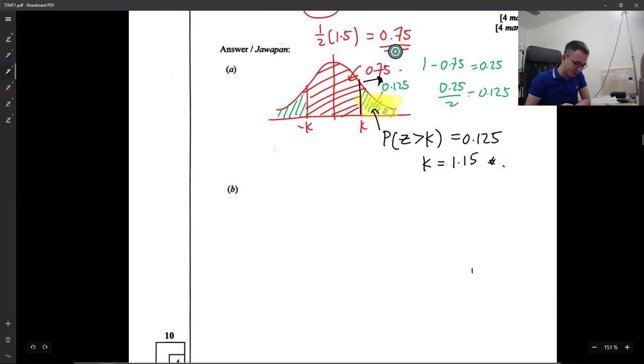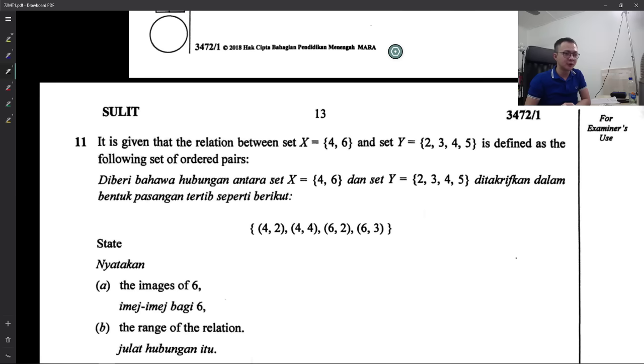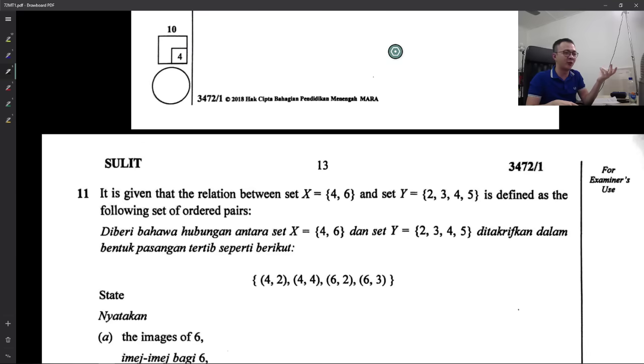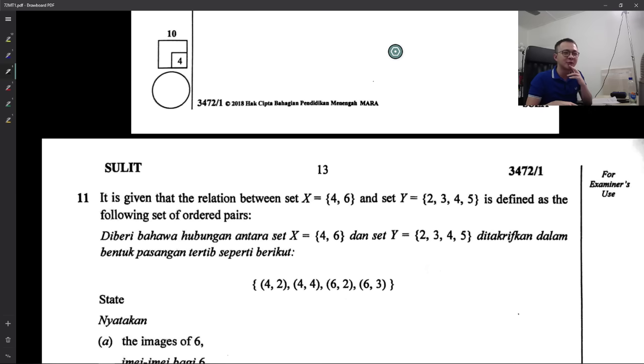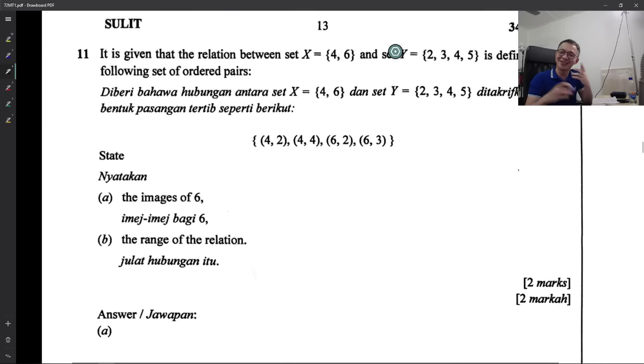Okay, so let me move on to the next question. Yeah, K and negative K are the same value, just one is negative and the other one is positive, just like 2 and negative 2. So that means if you get K is 1.15, the other one will be negative 1.15. If possible, just draw it out. So my answer doesn't match yours. Yeah, then you should double check your answer.